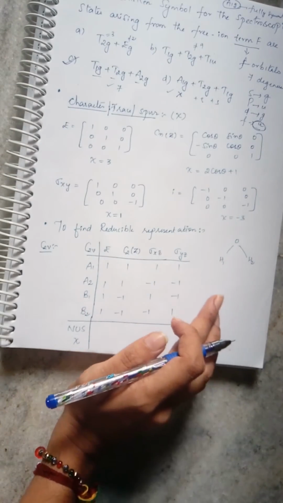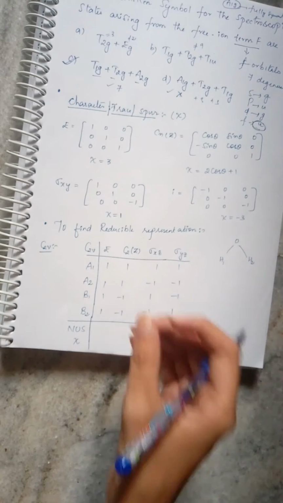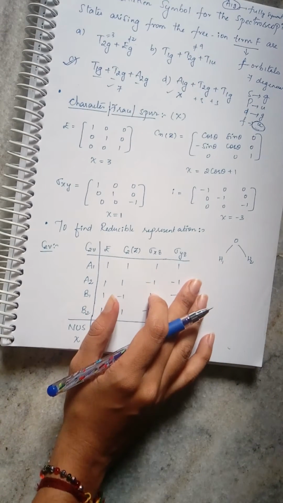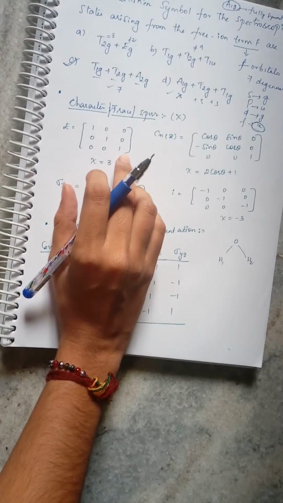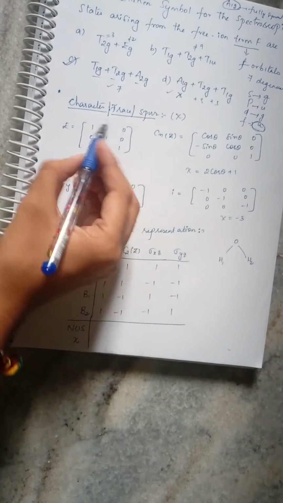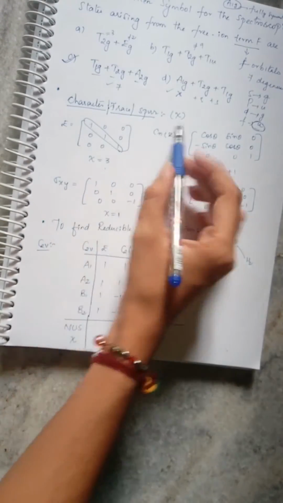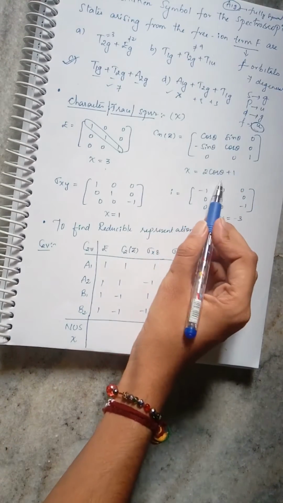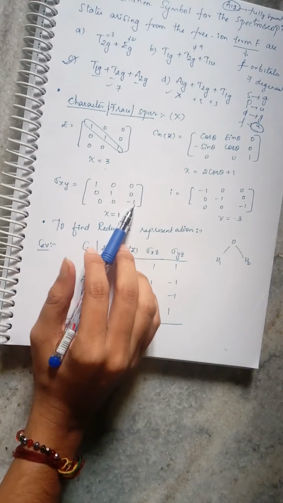Now another important question. I have seen many follow very different methods to find the reducible representation, but I'll show you the easiest way. For that, what you have to know is characters. Character of a particular matrix, like for the E matrix, is nothing but the sum of the diagonal elements. So 1 plus 1 plus 1, 3. For C about Z, it is 2 cos theta plus 1. For the XY plane, it is 1, 1 and minus 1.